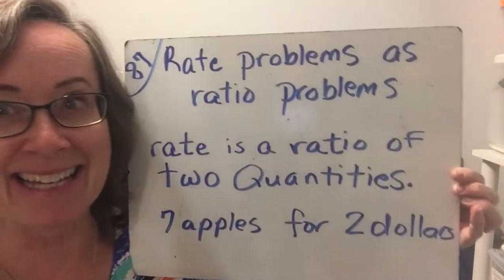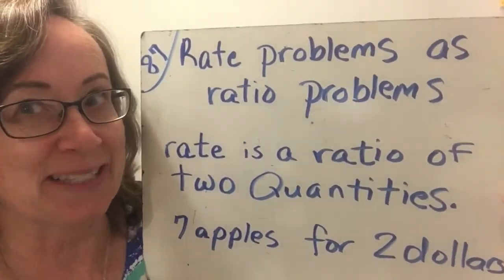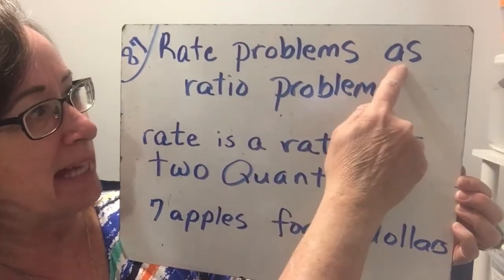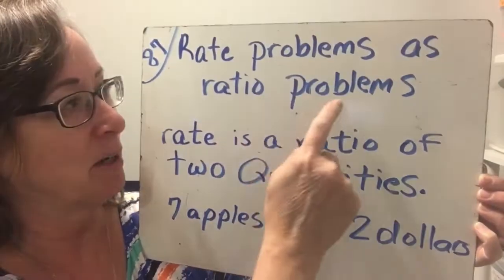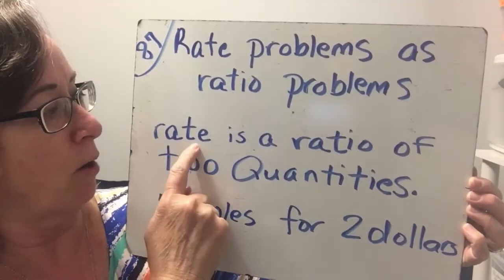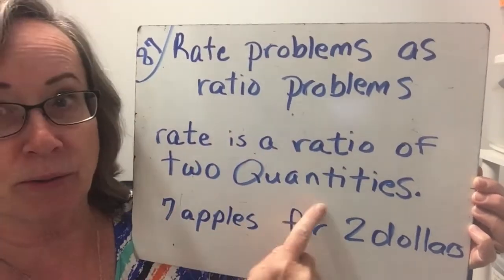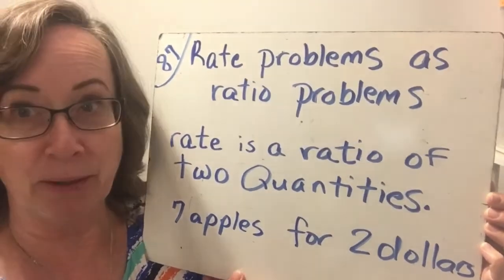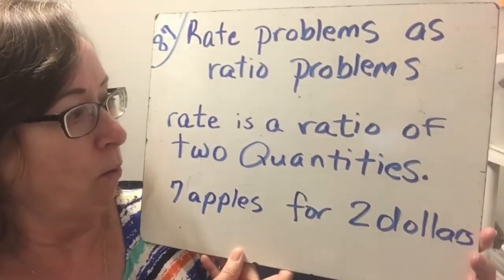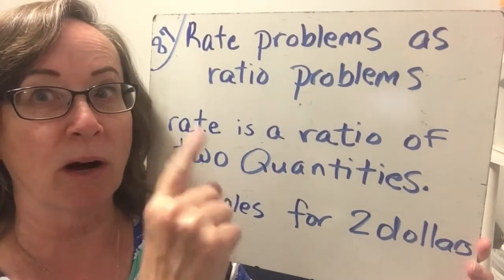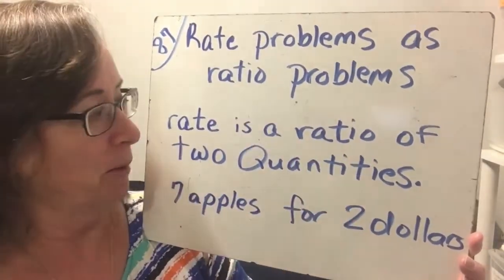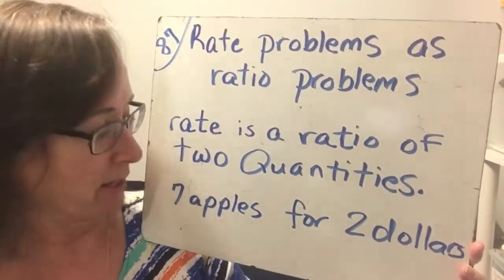Today we're doing lesson 87 in your Saxon Blue books, and we're talking about rate problems as ratio problems. A rate is a ratio of two quantities. And remember, a ratio can be written as a fraction, or it could be written as 1 to 2 or 1:2. We have a lot of ways to write ratios, don't we?